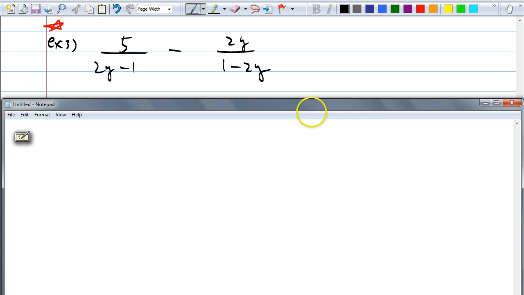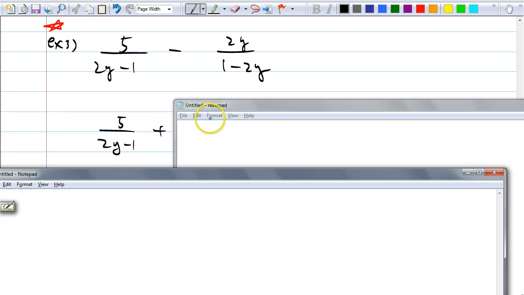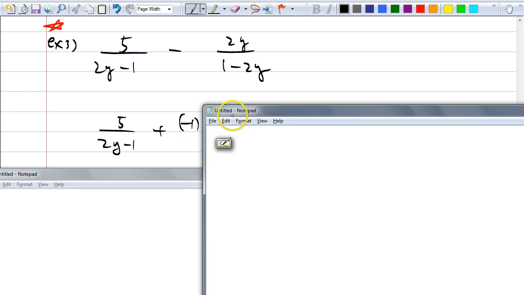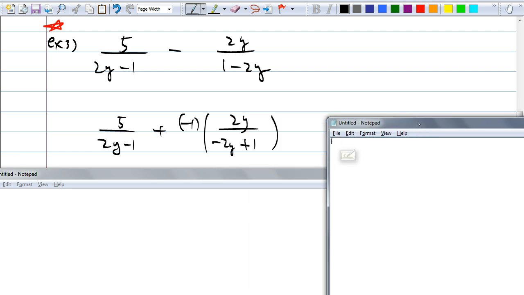Okay, so tell me what to write, Dakota. So the first fraction stays the same. Let's change it to addition. Plus negative 1 times, correct? What do I get? 2y over? Exactly, negative 2y plus 1. Is that okay?